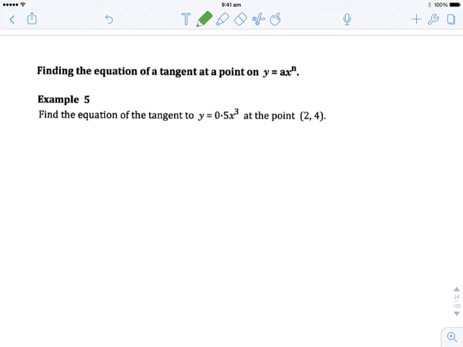Last one on here, we're going to find the equation of a tangent for this particular curve at a particular point. This is a pretty simple process as well, because now we've got a way of finding out what the slope of the curve is.